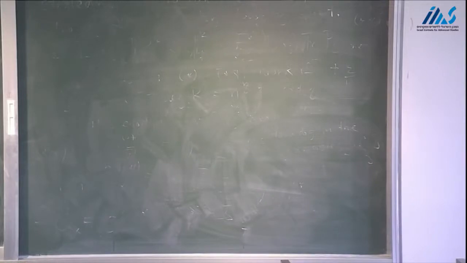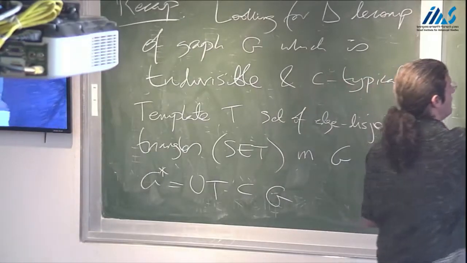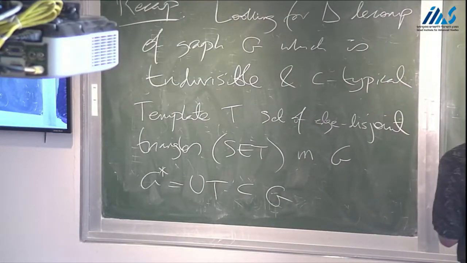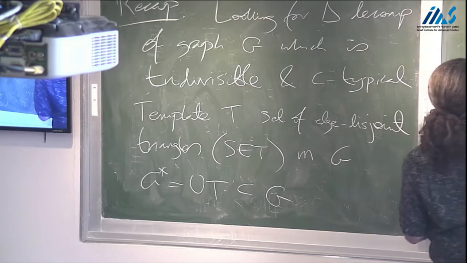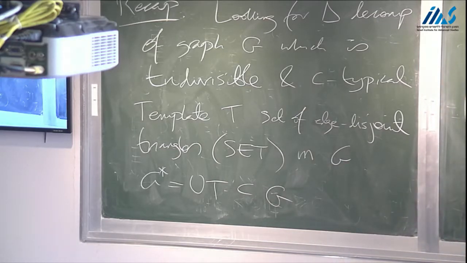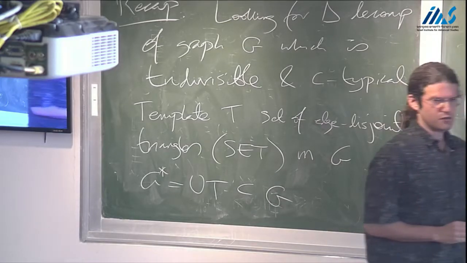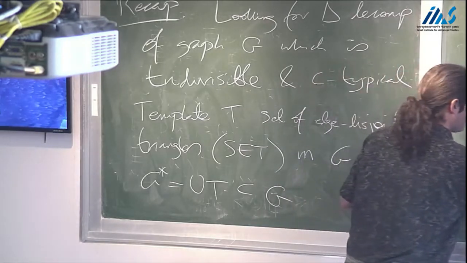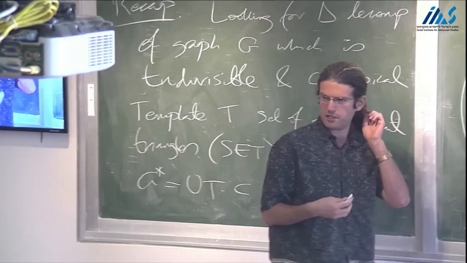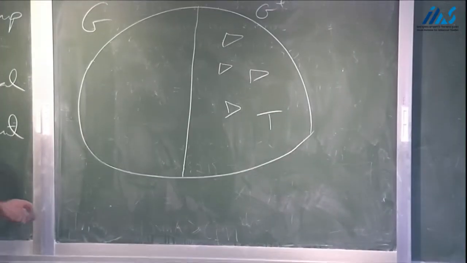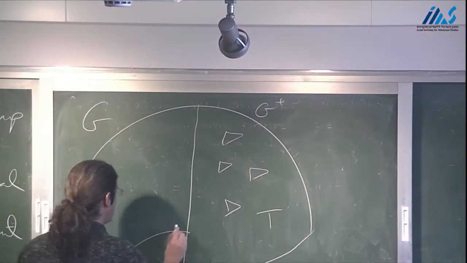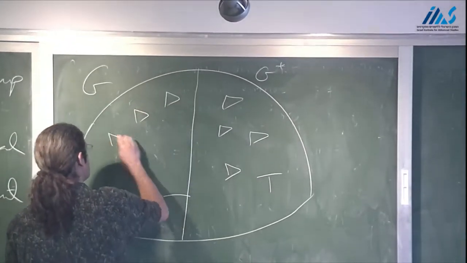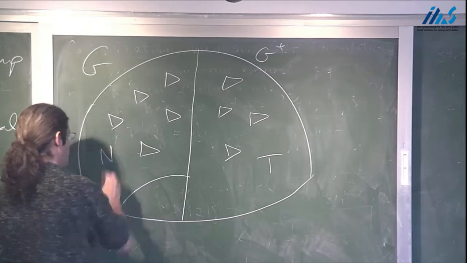We have G star, the union of G, so this is a subgraph of G. And then, what do we do? Here's G, and here's G star, formed by T. Then we covered almost all of G. We showed that G delete G star was typical and covered, so the nibble implies that we can cover almost all of G delete G star by some other set of edge-disjoint triangles, M.